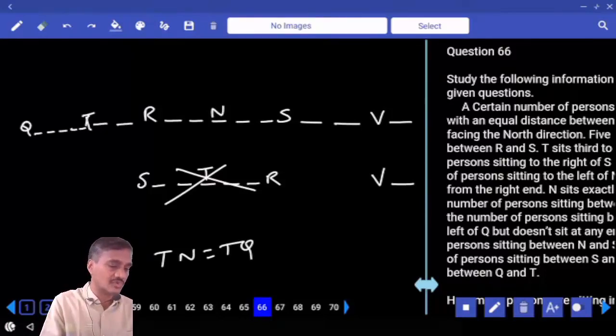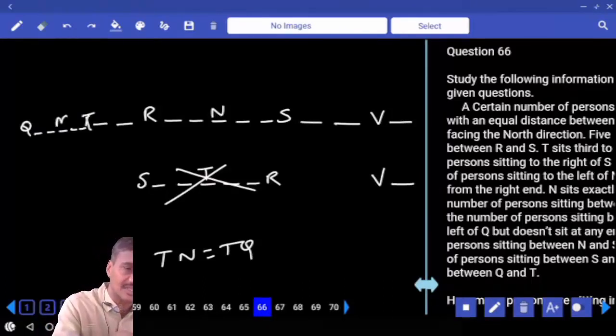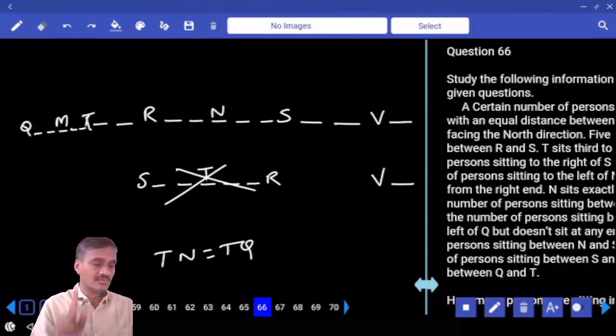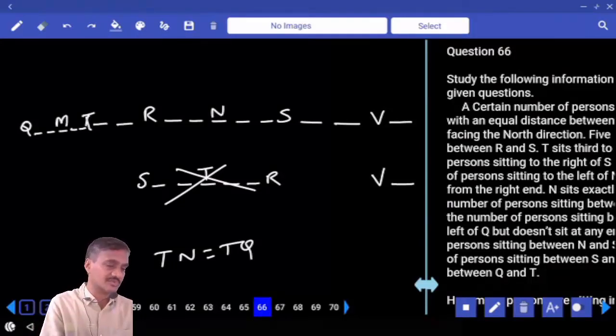To the left hand side of Q, how many persons are there? That is not known. M sits exactly between Q and T. M is exactly between Q and T, M is here. Now we are left with one more piece of information. What is that information here?